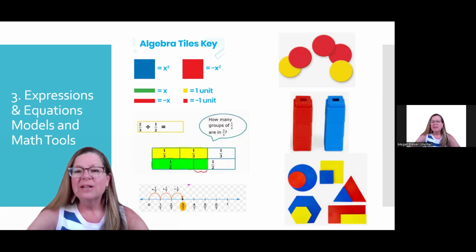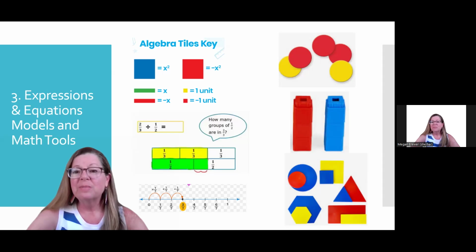Linear models or number lines, representing fractions as points or links on a number line. Division can be seen as how many jumps of size x are needed to cover the length of y.